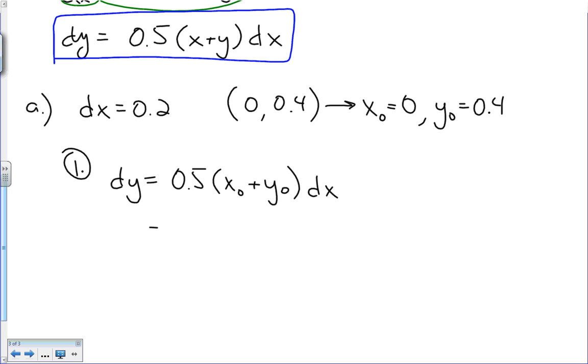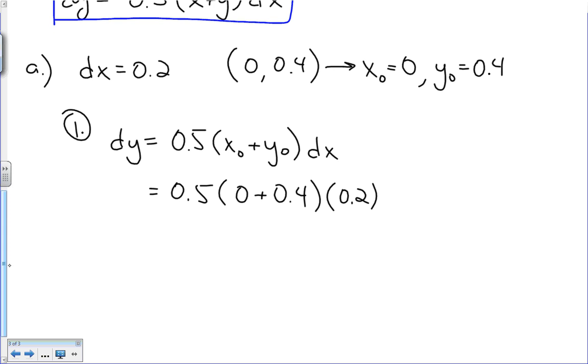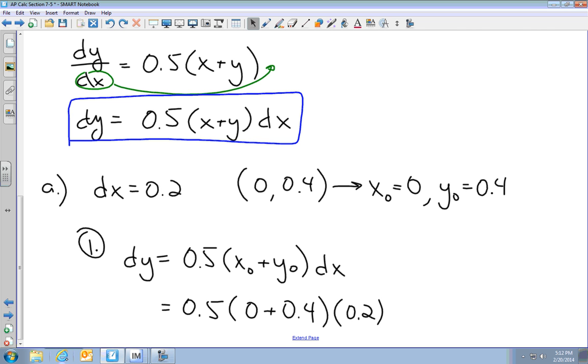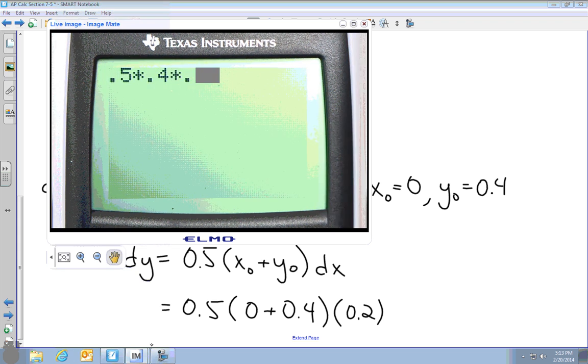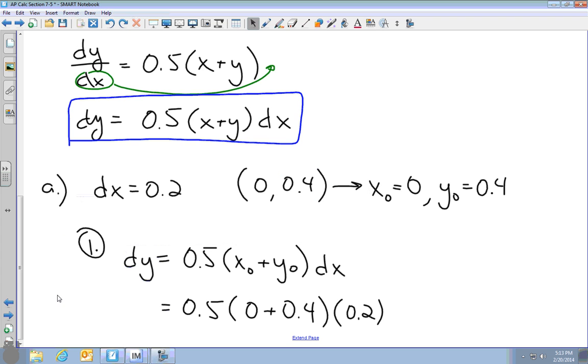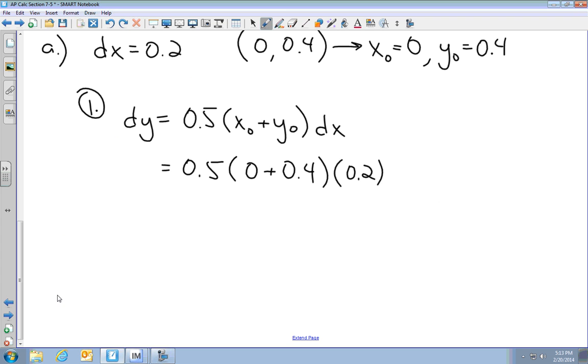All right, so for our problem, x sub 0 was 0, y sub 0 was 0.4, and dx was 0.2. So just plug in the values that you were given, and now calculate your corresponding value for dy. If we take 0.5 times 0.4 times 0.2, let me just go ahead and punch that in the calculator. We get 0.04. So there's our change in y.